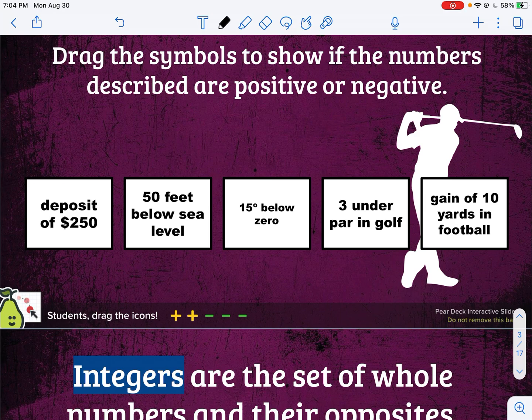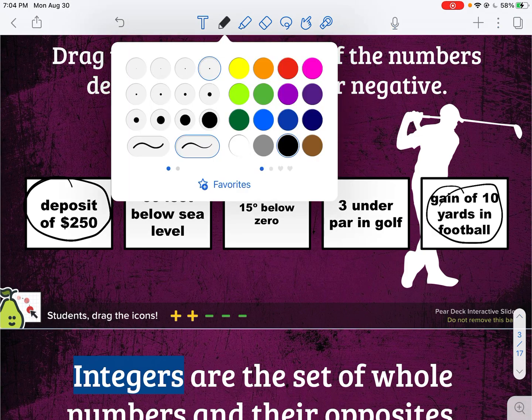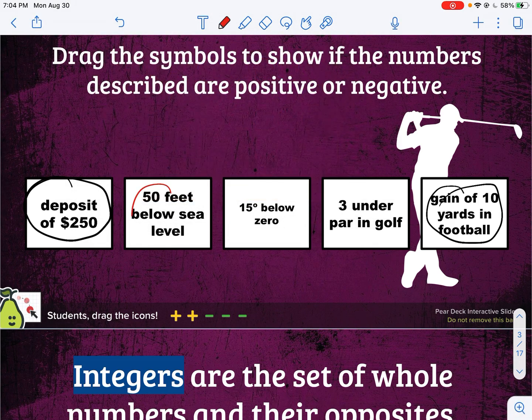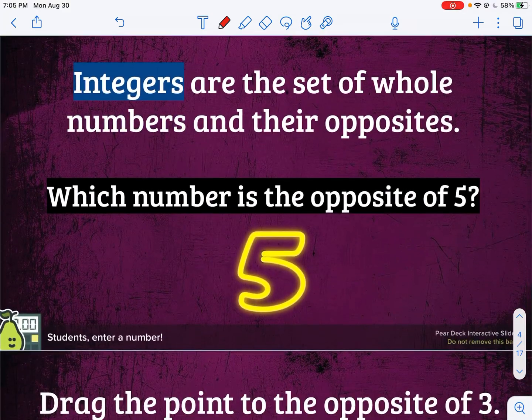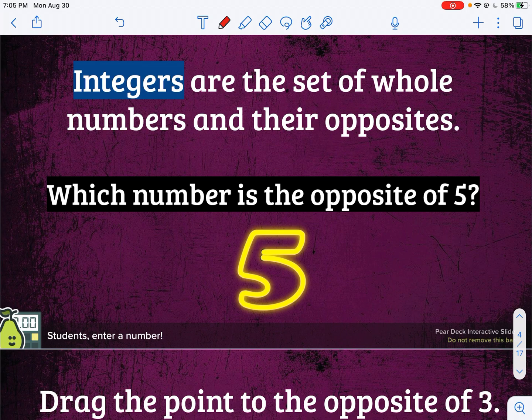Tell your friends what you got. Okay, depositing $250 and gaining 10 yards in football are both positive. 50 feet below sea level, 15 degrees below zero, and 3 under par are all negative numbers. Integers are the set of whole numbers and their opposites.